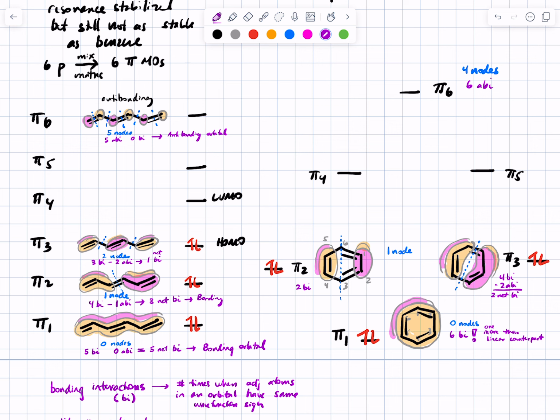Yeah? How many nodes does 4 and 5 have? 4 and 5 should each have 3 nodes. Oh, you know what? Thank you for asking that because I got that exactly wrong. 1 node, 2 nodes, see I can't count, and 3 nodes.